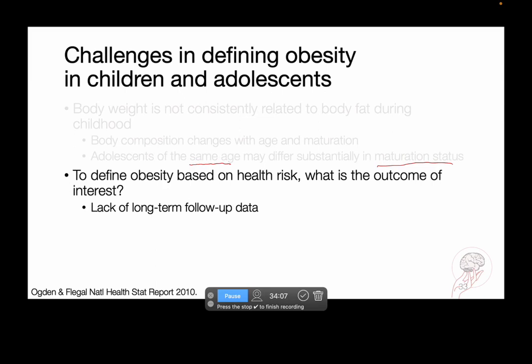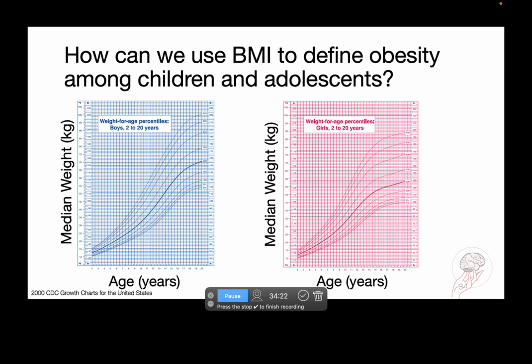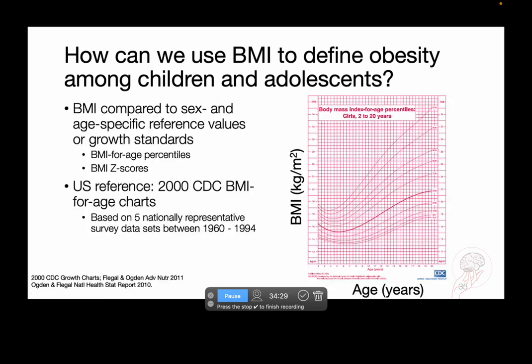So we want to also define obesity based on a health risk. For adults, we have morbidity and mortality, but this is tough in kids because we have to follow them for a long time to find out if they develop a disease or death. So we have a lack of long-term follow-up data. So to try to correct this, we use growth charts. Growth charts have age on the x-axis and the anthropometric, in this case, BMI of interest, on the y-axis.